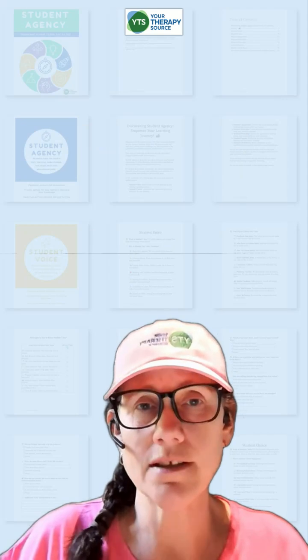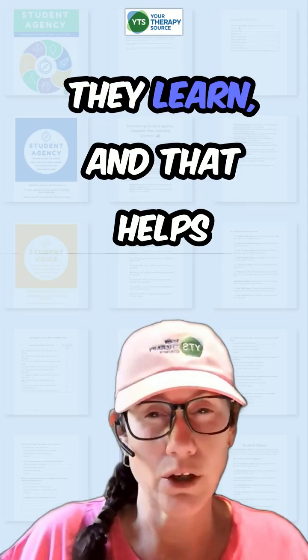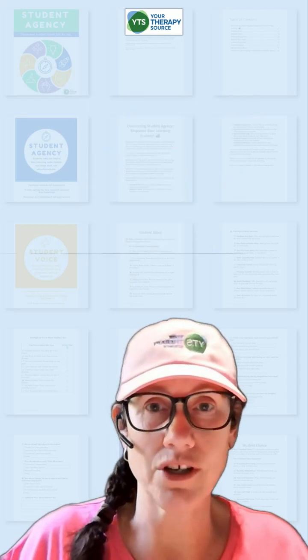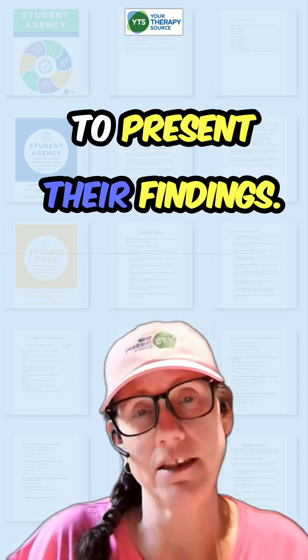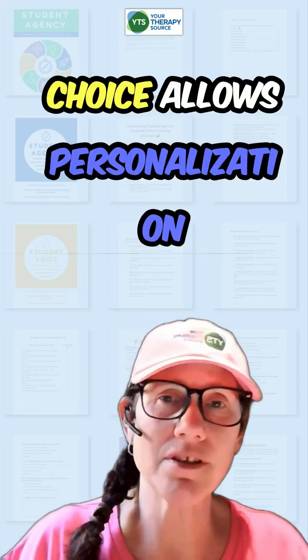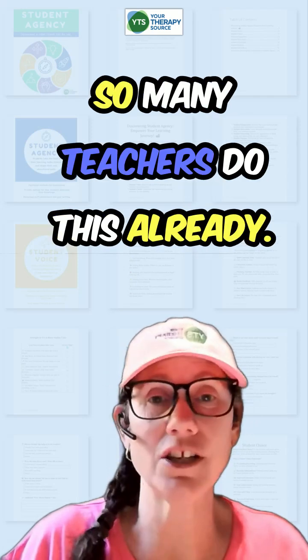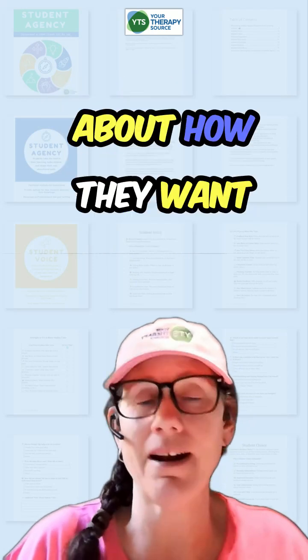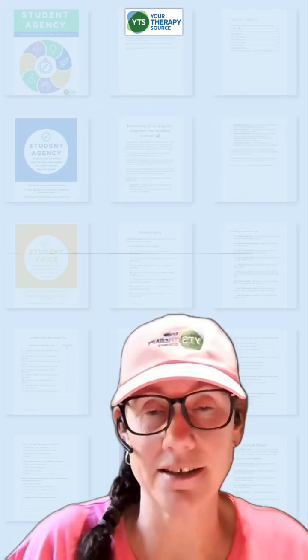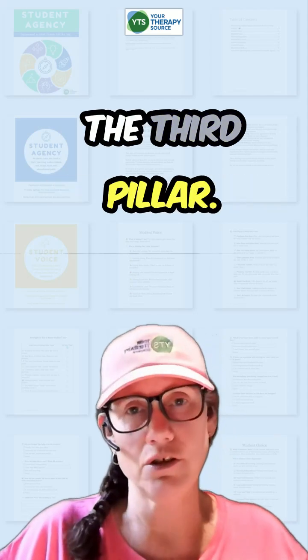This gives students the ability to choose how they learn, and that helps to foster ownership. Whether it's selecting a project topic or determining how to present their findings, choice allows personalization of the learning experience. So many teachers do this already. They use rubrics, maybe, and the child can make a decision about how they want to be assessed on a project. Student engagement is the third pillar.